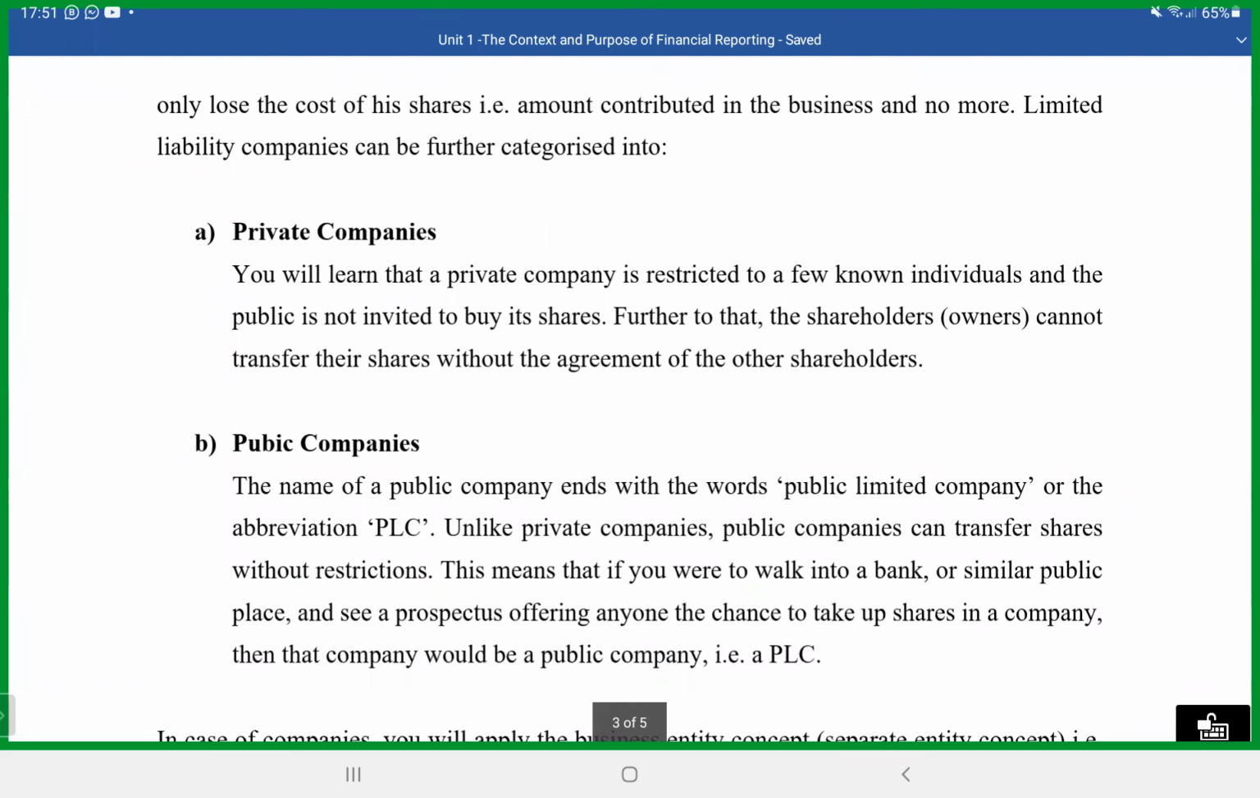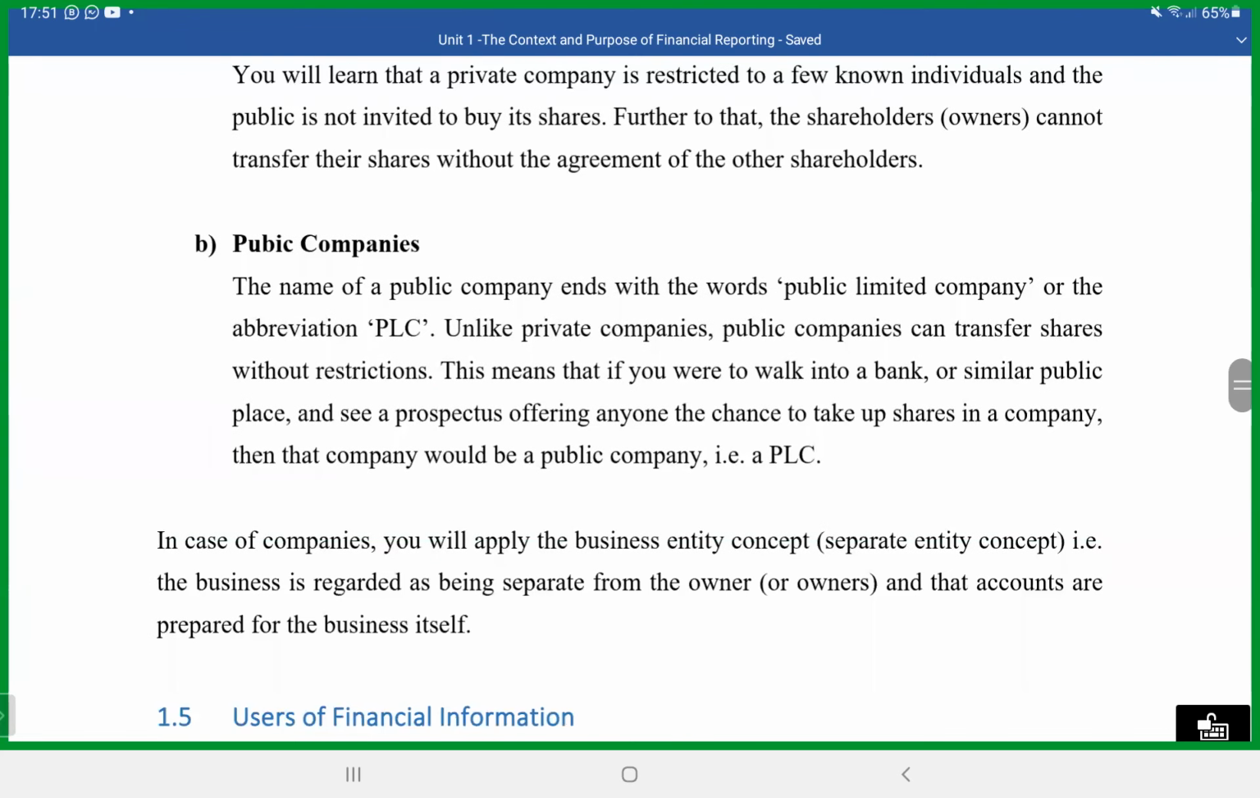Then the public companies, these are PLCs, the ones that I was saying. Usually the name of a public company ends with public limited company, in abbreviation PLC. So unlike the private limited company, the public companies can transfer the shares without restrictions.